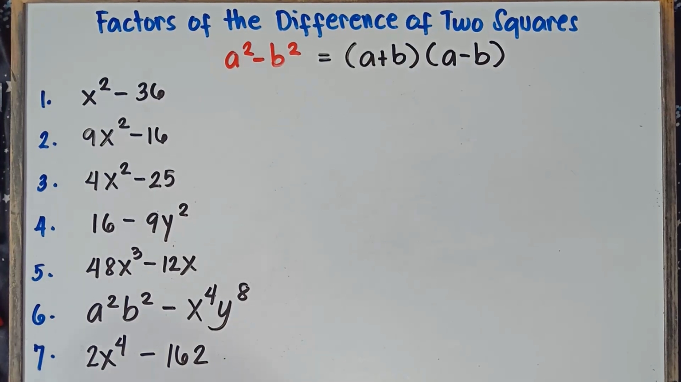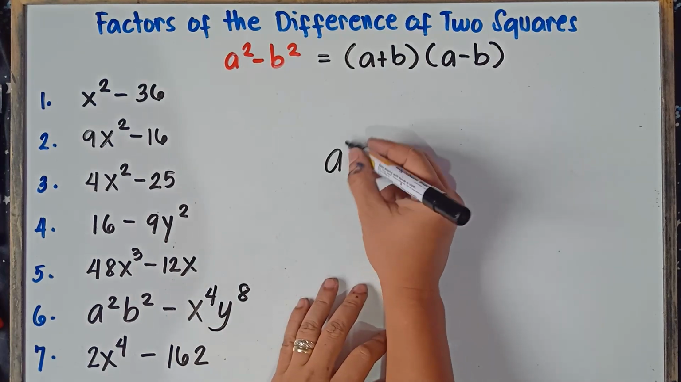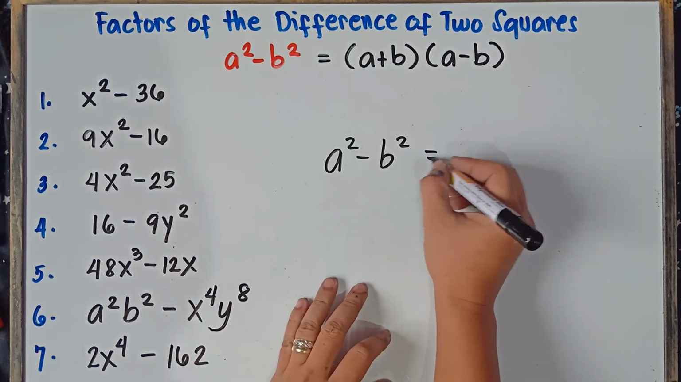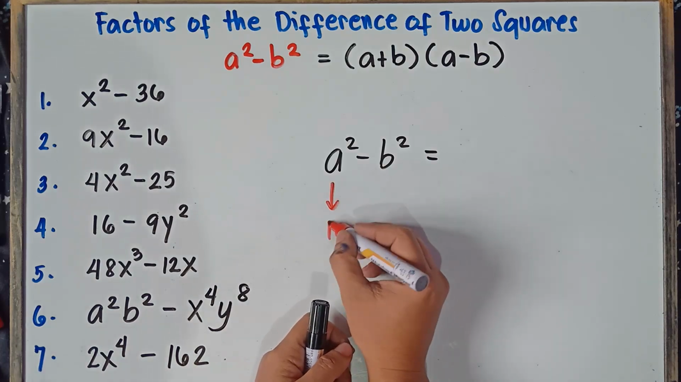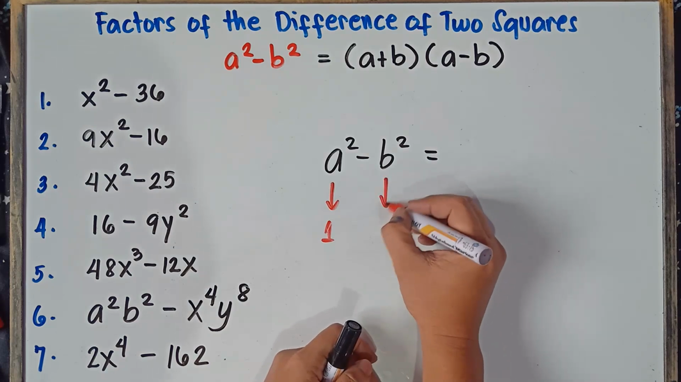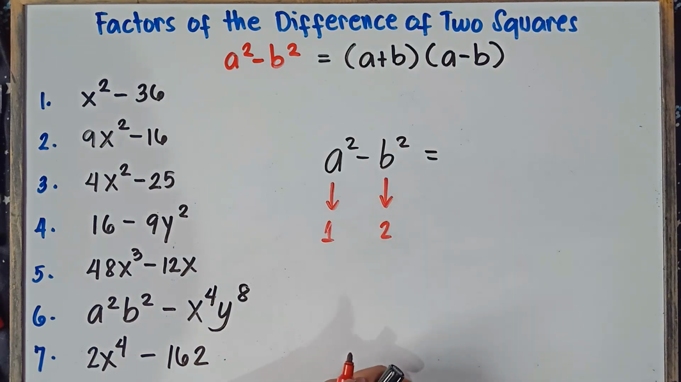Now if you have this kind of expression, class, you have a squared minus b squared, in which your first term is a perfect square. So once again, our first term is a perfect square, and then your second term is also a perfect square.